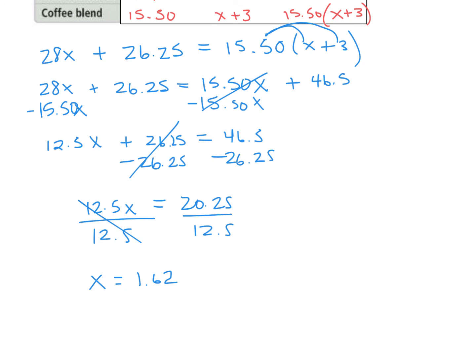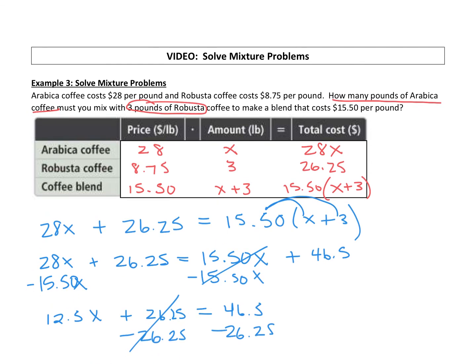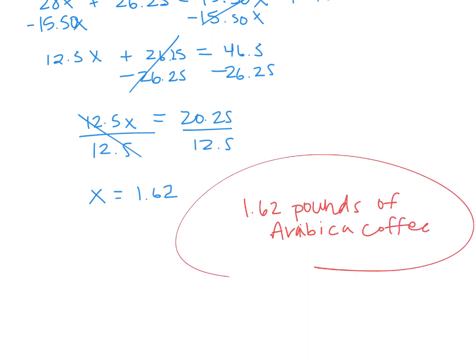What does that even mean? You want to go back and ask, what did we just figure out? What were they actually asking us to find? They asked us to find how many pounds of Arabica coffee must you mix with the 3 pounds of Robusta coffee. So that x is representing the number of pounds of Arabica coffee. So we need 1.62 pounds of the Arabica coffee. There you go.